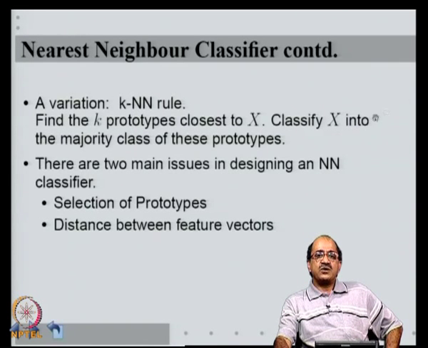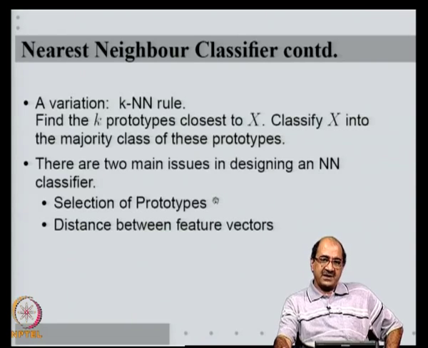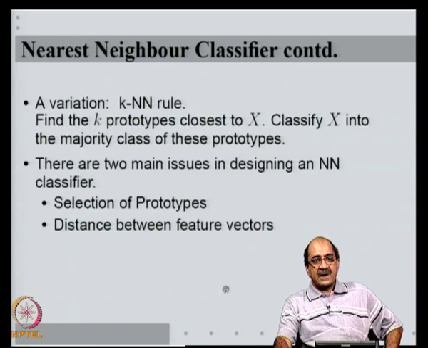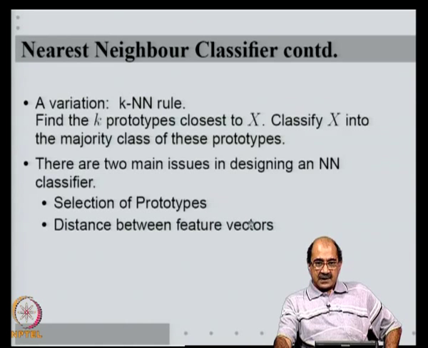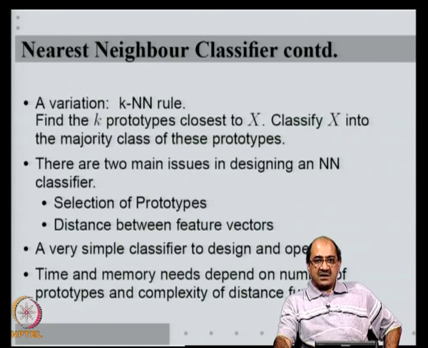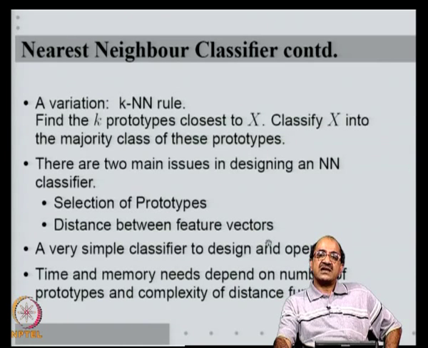There are two main issues in designing a nearest neighbor classifier. We have to decide what we want to choose as prototypes. Do we want to choose the whole of the training set as prototypes, or if we want to choose a subset, which subset should we choose? And what do you mean by closest, right? What distance is the most appropriate distance? But given that we can solve these two issues, this is a very simple classifier to design and operate.